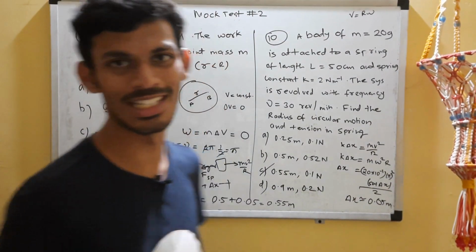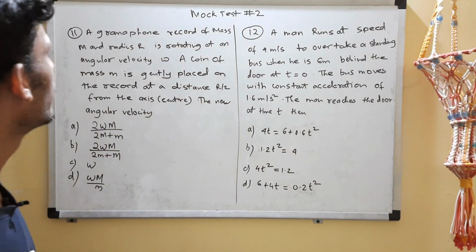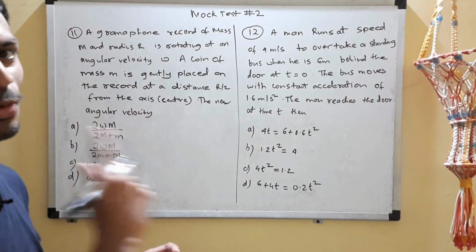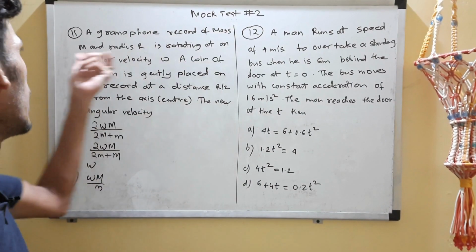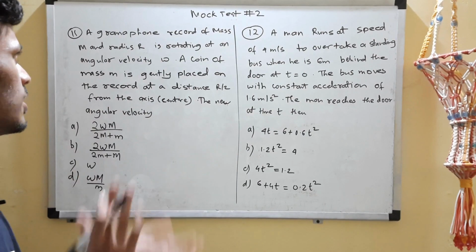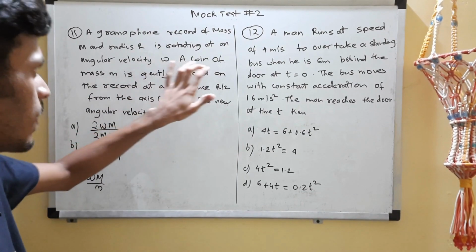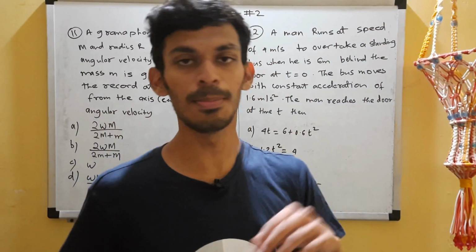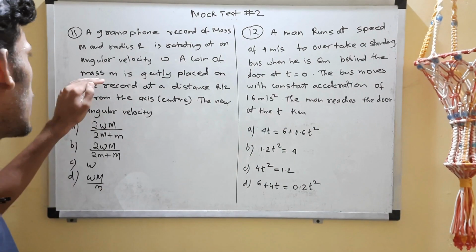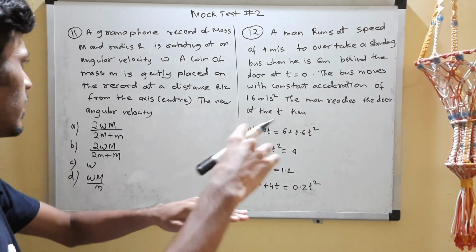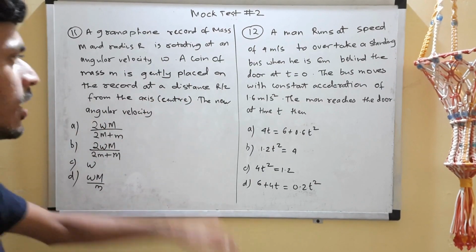Let's move to the next question now. So questions 11 and 12 over here. In question 11, we have a gramophone record, the old kind of record, and it has a mass m and a radius r. So that is a disc of mass m and radius r. It is rotating at an angular velocity omega. Now you'll gently place a coin on that gramophone record. A coin has a mass m, and it is gently placed on that record at a distance r by 2 from the center.